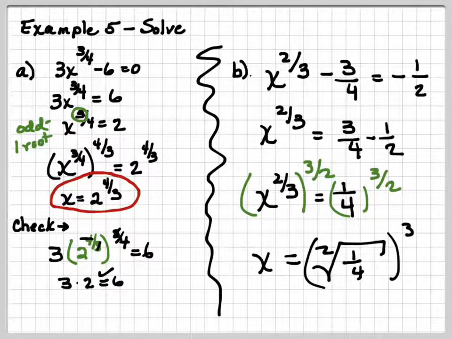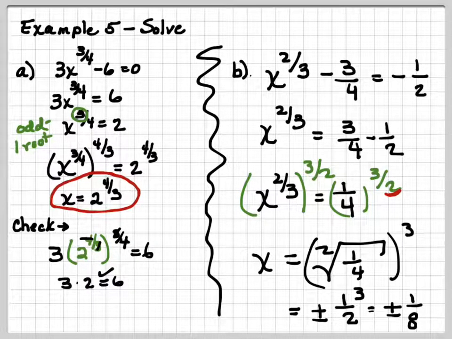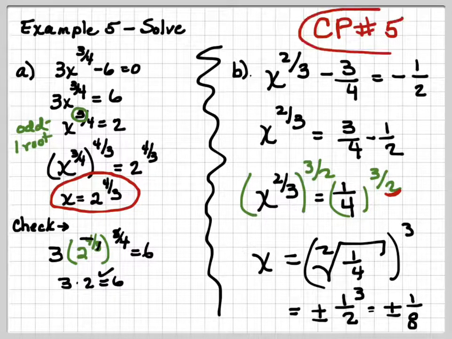So x is going to be the square root, because there's your index, the square root of 1/4 raised to the 3rd power. You're going to have two roots. So when you take the square root of 1/4, you get plus or minus 1/2. When you raise that to the 3rd power, you get plus or minus 1/8. A lot of arithmetic here. So go do your checkpoint number 5.